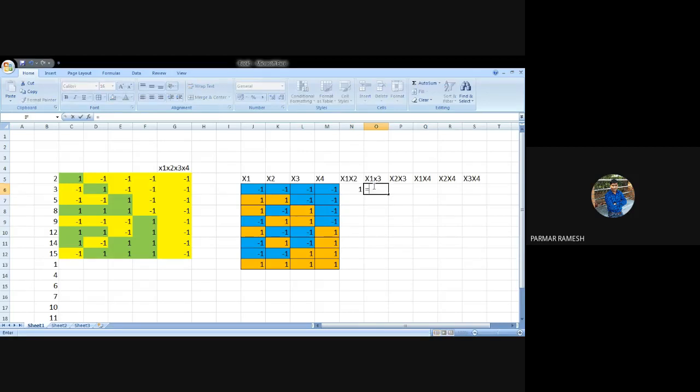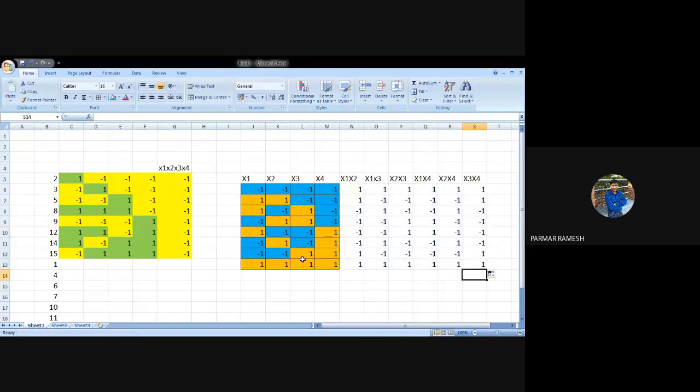Then x1x3 is equal to x1 multiplied by x3. x2x3 is equal to x2 multiplied by x3. x1x4 is equivalent to x1 multiplied by x4. Similarly, the rest of the values. Now, if I drag these values, and let me clear formats from here so that it will be easier for you to understand.